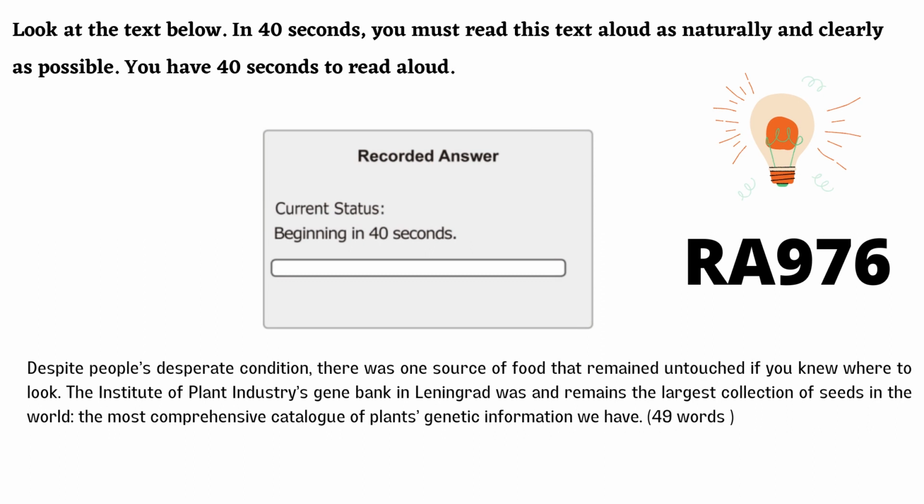Despite people's desperate condition, there was one source of food that remained untouched if you knew where to look. The Institute of Plant Industry's Gene Bank in Leningrad was and remains the largest collection of seeds in the world, the most comprehensive catalogue of plants' genetic information we have.